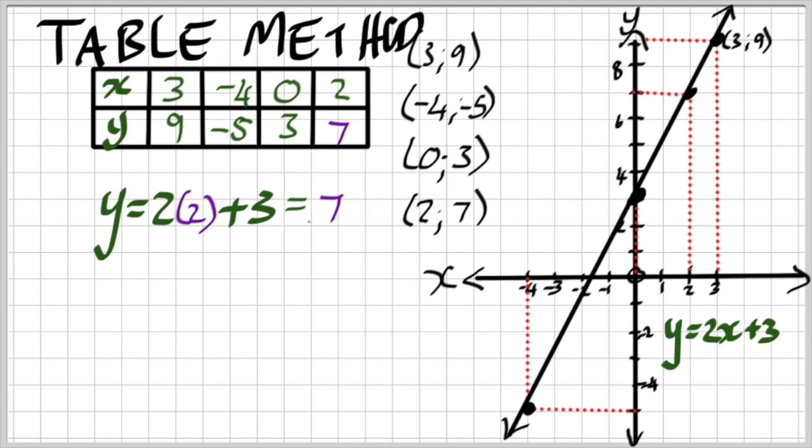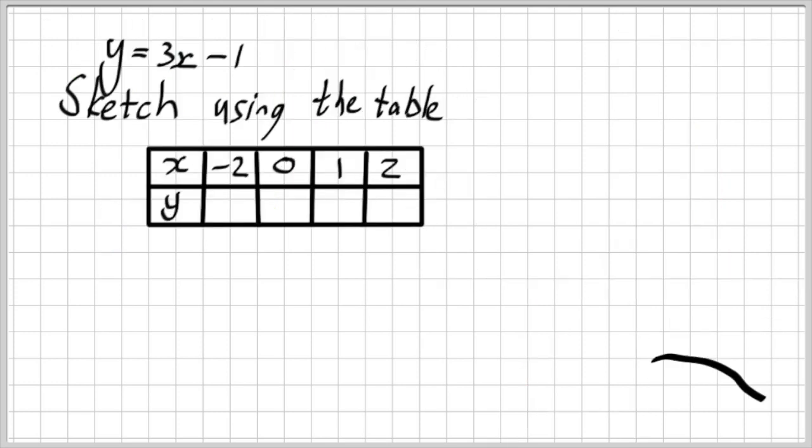I want to encourage you to go and draw that graph y equals 3x minus 1 using the table. So hit the pause button, plonk in those values, substitute them in. I love the word plonk. It is so descriptive. But substitute those values in and let's see where we go.